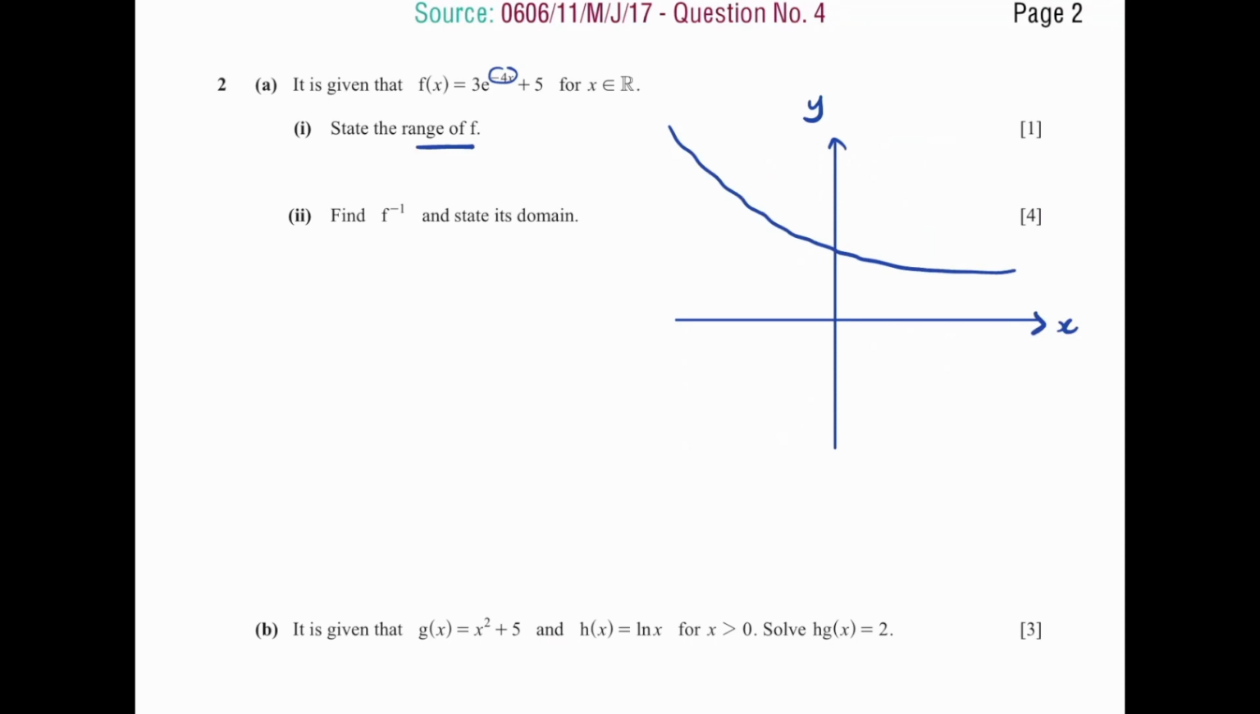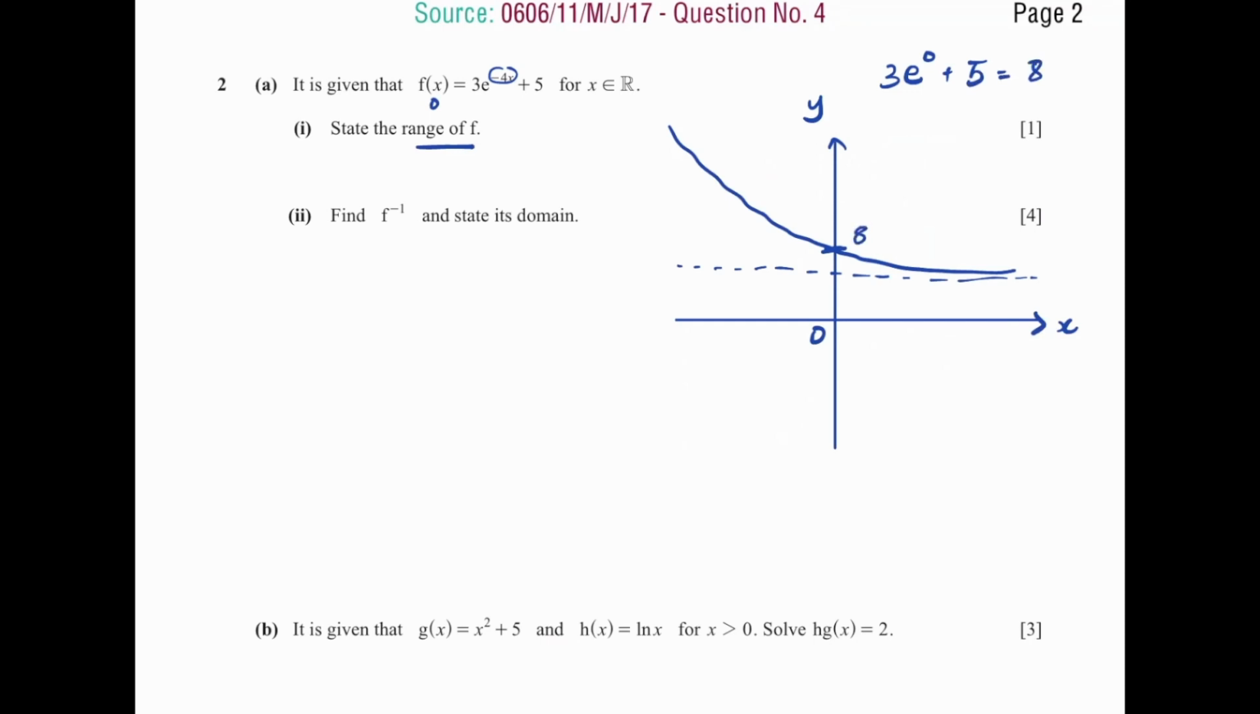The best way is to recognize where the asymptote is. In fact, this graph will never touch the asymptote line, the line that the exponential graph never touches. The y-intercept should be when x equals 0. That's very obvious. You just substitute x equals 0, then you should get 3 exponential to the power of 0 plus 5. That gives you 8. So the y-intercept is 8.